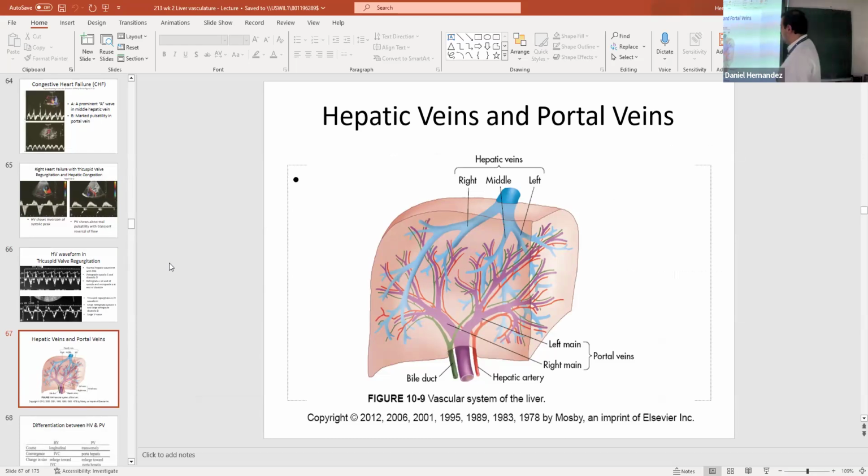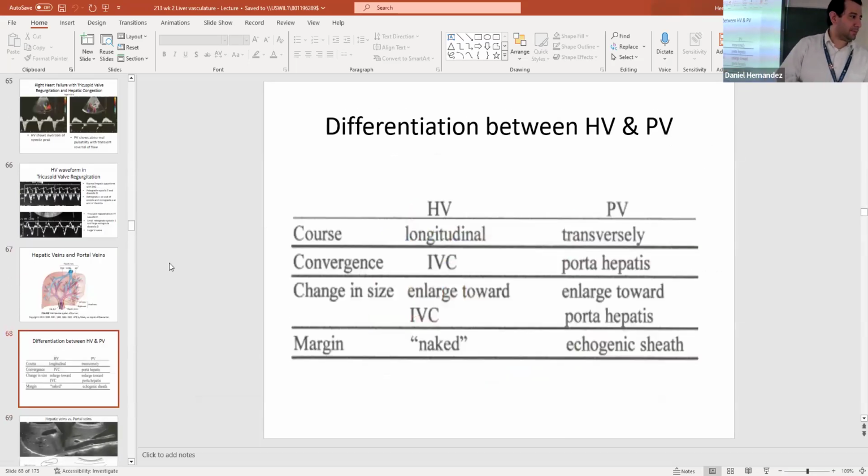So now this is just showing your portal triads, so your portal veins, hepatic arteries, and bile ducts as they course through the liver in relation to the drainage, the hepatic veins. No differentiation between hepatic veins and portal veins. So we said that portal veins have the thick echogenic walls. So that's this echogenic sheath that surrounds the vessels that makes them easier to visualize or differentiate from hepatic veins.